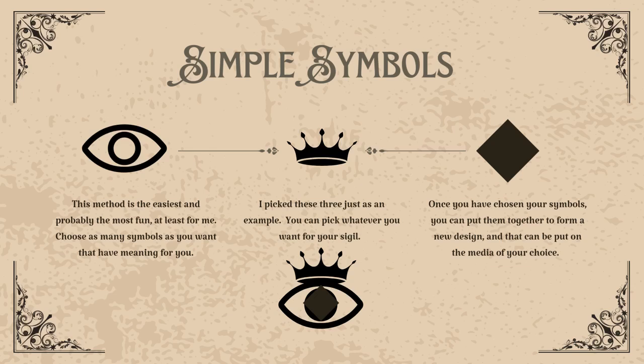I chose the diamond, an eye, and a crown, and I put them together in this manner just to make a symbol that was really quick in Canva, just to give you an idea. But you can use any symbols, again, no right or wrong way.